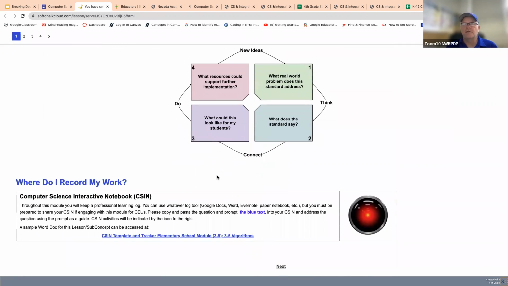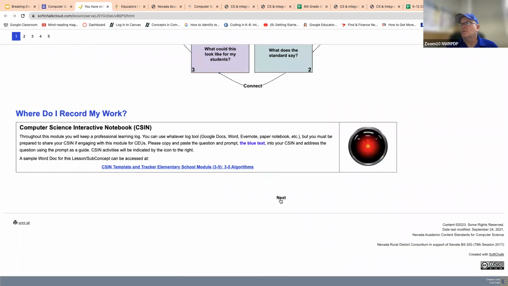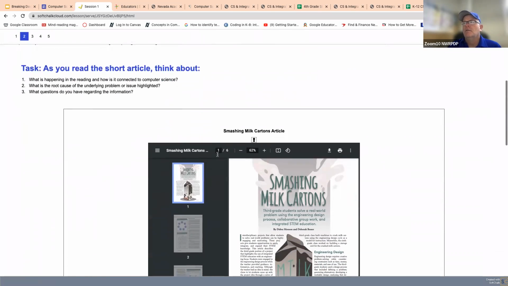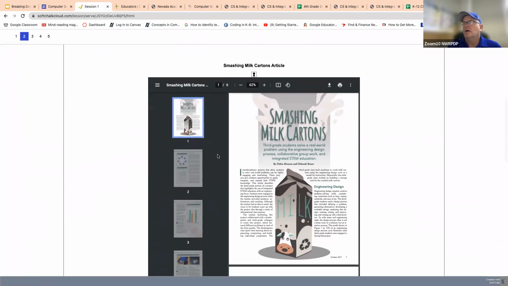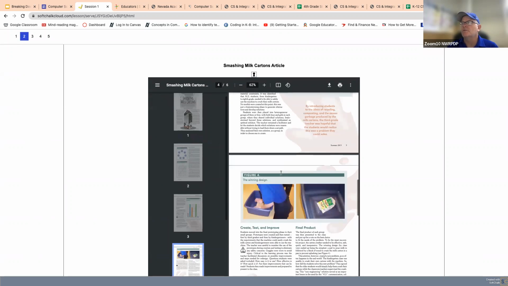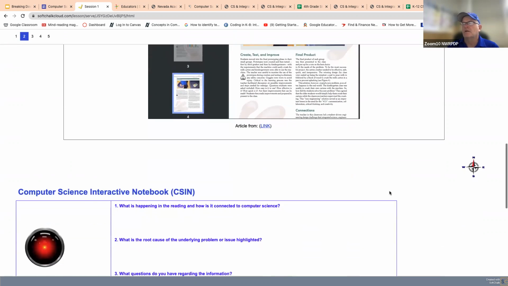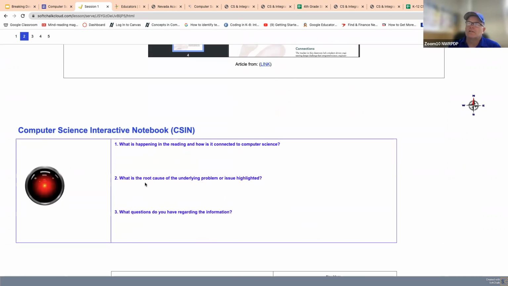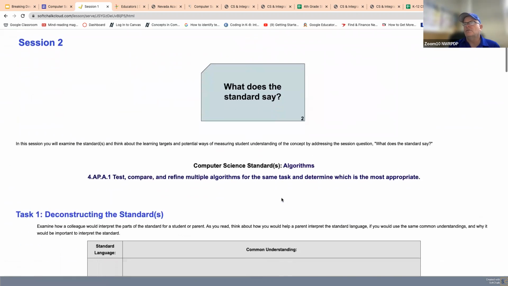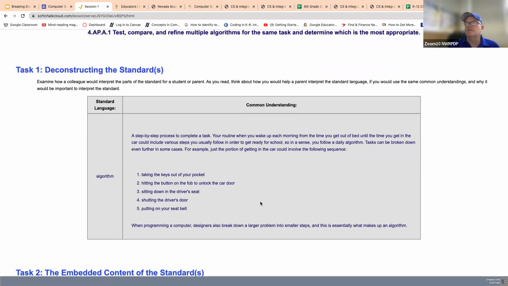These are just some questions for you to think about. What real world problem does this standard address? Something for you to think about. But then here's some content, usually PDFs or a website, but here's content that helps you understand that concept of algorithms and programming. It asks you a few questions. What's happening? What's the root cause? What are questions? And then you have to put a response. And here's some common understanding, some things you can learn more about what it's talking about.